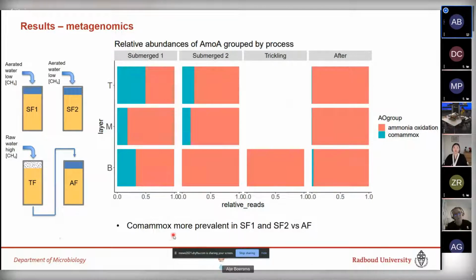So COMAMOX is more prevalent in the submerged filters that are not in the trickling filter line than in the submerged filter after the trickling filter.